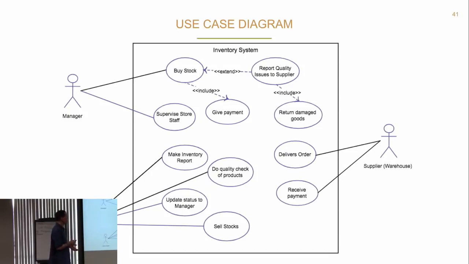Can use cases extend each other and include each other? You bet. When I buy stock, I give payment. That includes that type of functionality. Buy stock can extend report quality issues to supplier. It can also include return damaged goods. I'm using some type of notation here to show what this system is supposed to do.